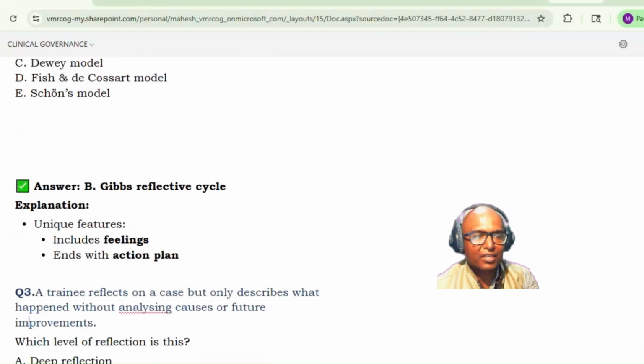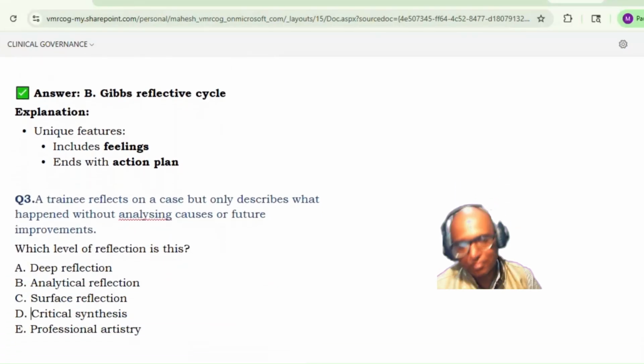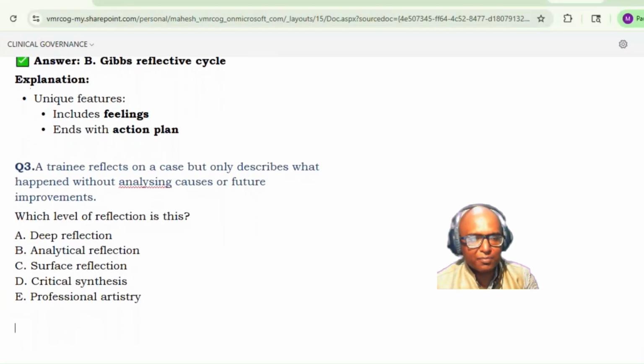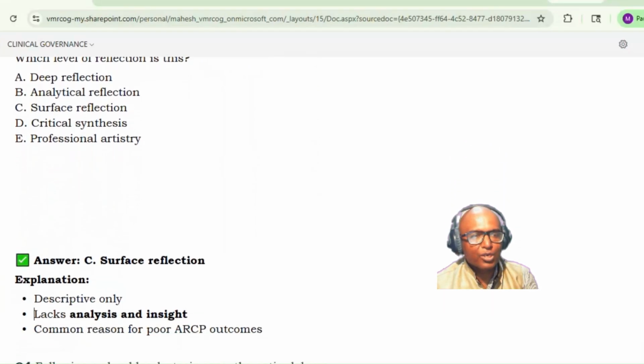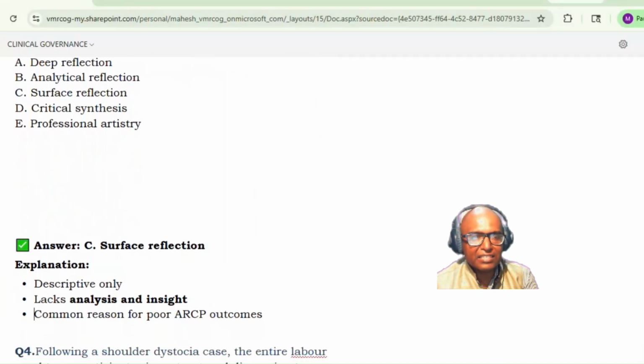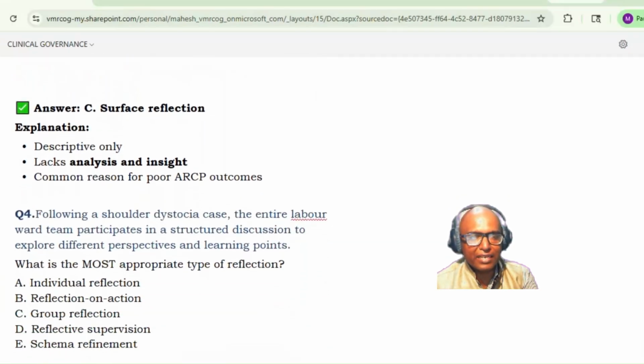Next. A trainee reflects on a case but only describes what happened without analyzing causes or future improvements. Which level of reflection is this? A, deep reflection; B, analytical reflection; C, surface reflection; D, critical synthesis; E, professional artistry. It is C, surface reflection, because it is only a surface understanding of the event. The description is superficial. So it is descriptive only, lacking analysis and insight, a common reason for poor ARCP outcome.